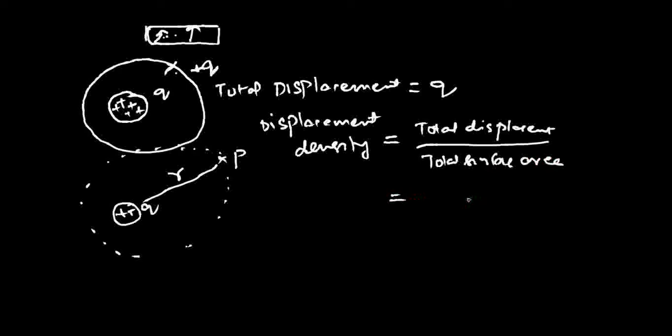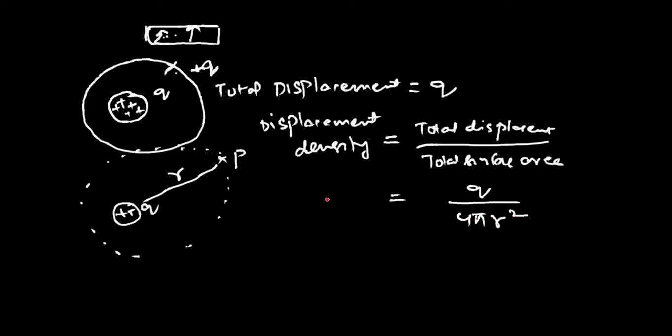Right? And what is the total displacement? The total displacement is q. And what is the area now? Now this is not a circle. Do remember, it is a sphere, because we are talking about the points in space. So it is a spherical surface of radius r. What is the total surface area of a sphere of radius r? That is 4 pi r square.